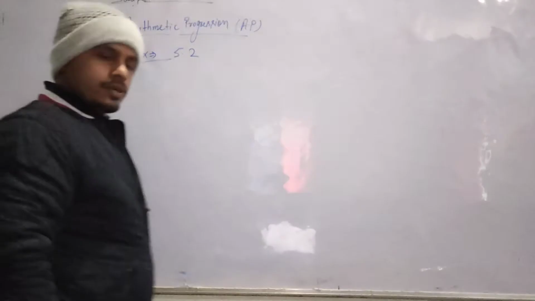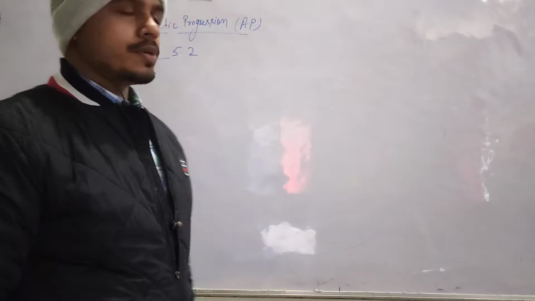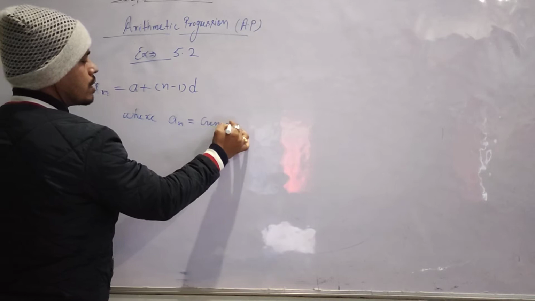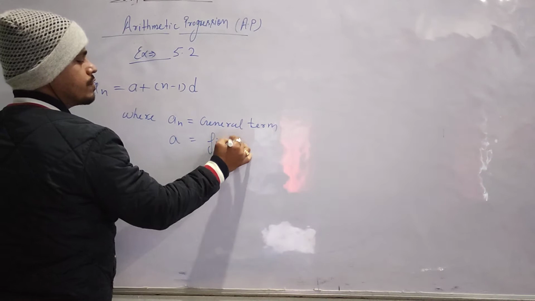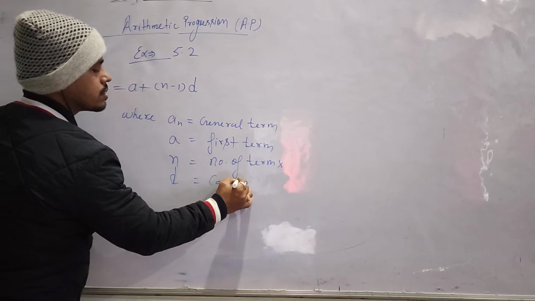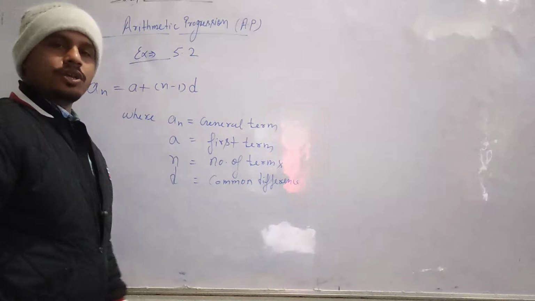Students, in the previous class I discussed how to find the general term of an AP, meaning arithmetic progression, and derived the formula a_n = a + (n - 1)d, where a_n is the general term of the AP, a is the first term of the AP, n is the number of terms in the AP, and d is the common difference.